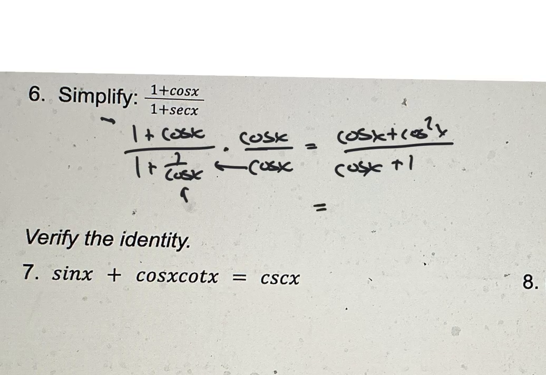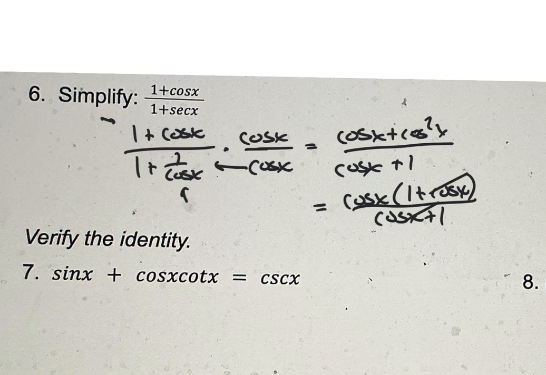Now I think I can simplify that some more because I can factor the top. I can take out a GCF, which is cosine. If I take that out, it gives me 1 plus cosine. And oh my gosh, look what's on the bottom. Cosine x plus 1. Those are not opposites. Those are exactly the same thing. They both have positive 1. They both have positive cosine. You can cancel those, and I'll end up with this cosine x. So that's how you simplify that for number 6.